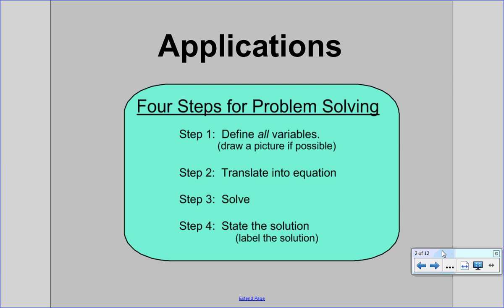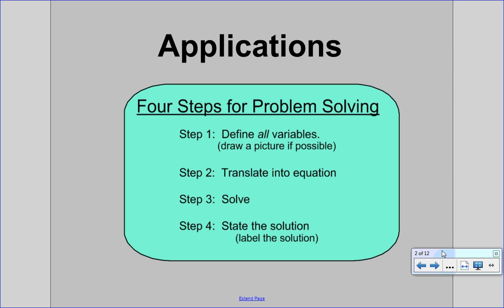Probably the most important part of algebra is learning how to problem solve. And in this lesson, we're using the skills of translating equations and solving equations, and we're applying them to real-world scenarios that we need to solve different types of problems. Therefore, we call this applications because we're applying these skills to problem solving.